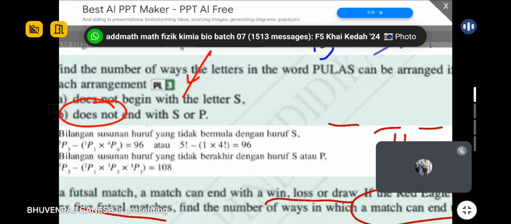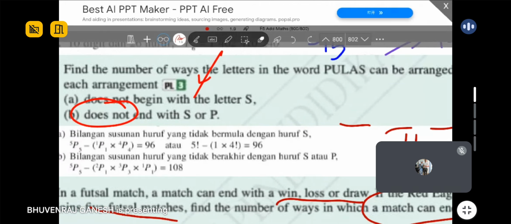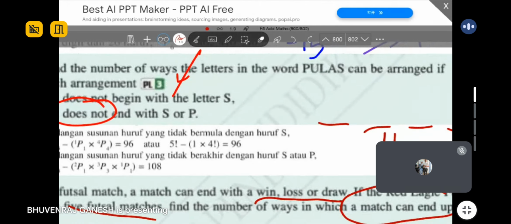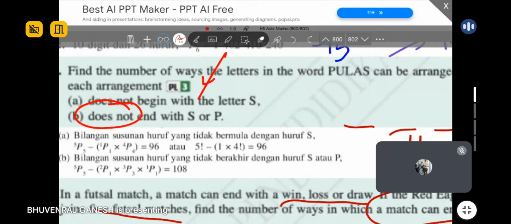This one, you must think logically also. Okay, fikir secara logik. You got 5 matches. 1 match, you can win, lose, or draw. So in total, how many ways do you have? Okay, so first question. Is this permutation or combination? Adakah ini pilih atur atau gabungan? First question. What do you all think?